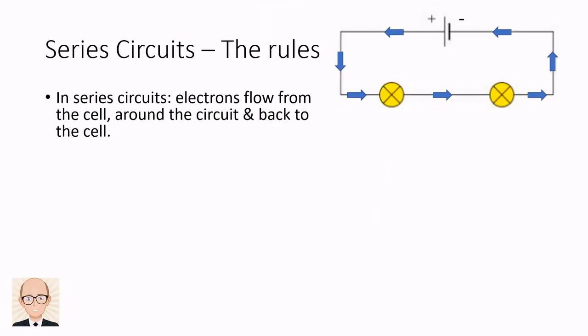There are two types of circuit that we need to be aware of. The first is the series circuit, where electrons flow around the circuit from the cell through all of the components and then back to the cell.